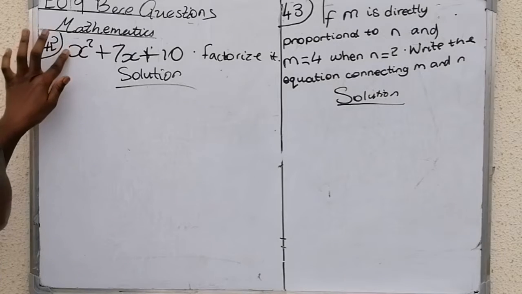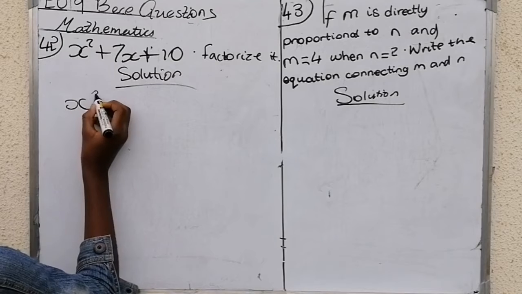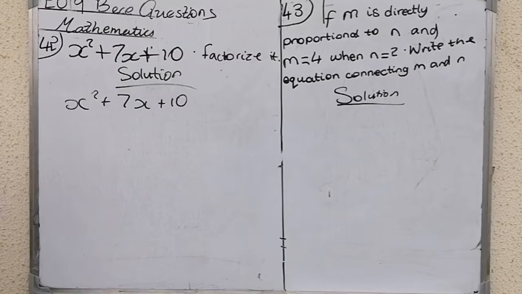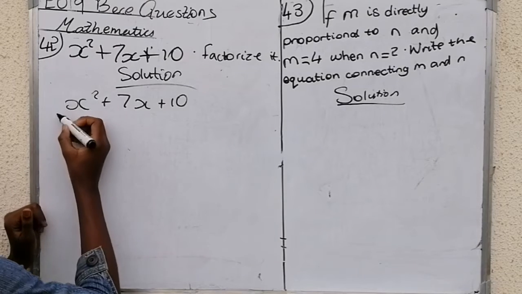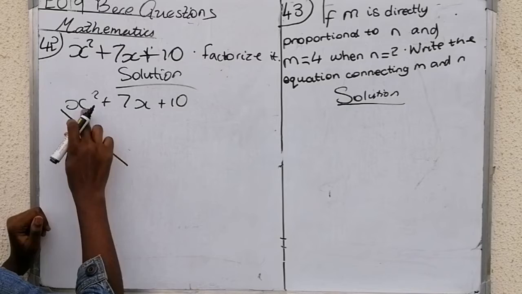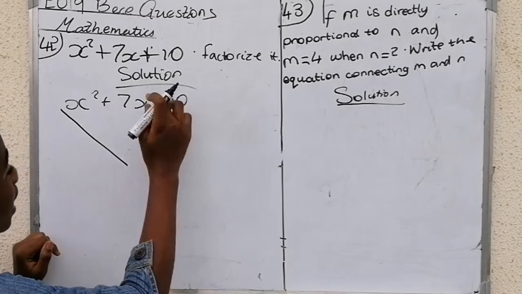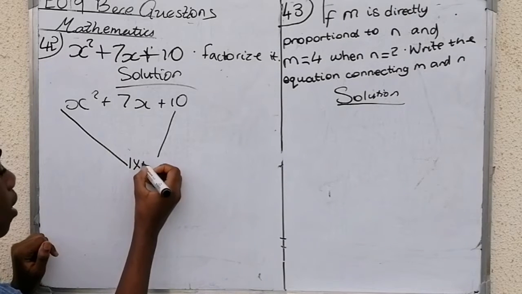So we are being told to factorize this. Let's write it: x squared plus 7x plus 10. Whenever we are factorizing quadratic expressions, the first thing to do is to multiply the coefficient of x squared by the last number here. So 1 times plus 10.